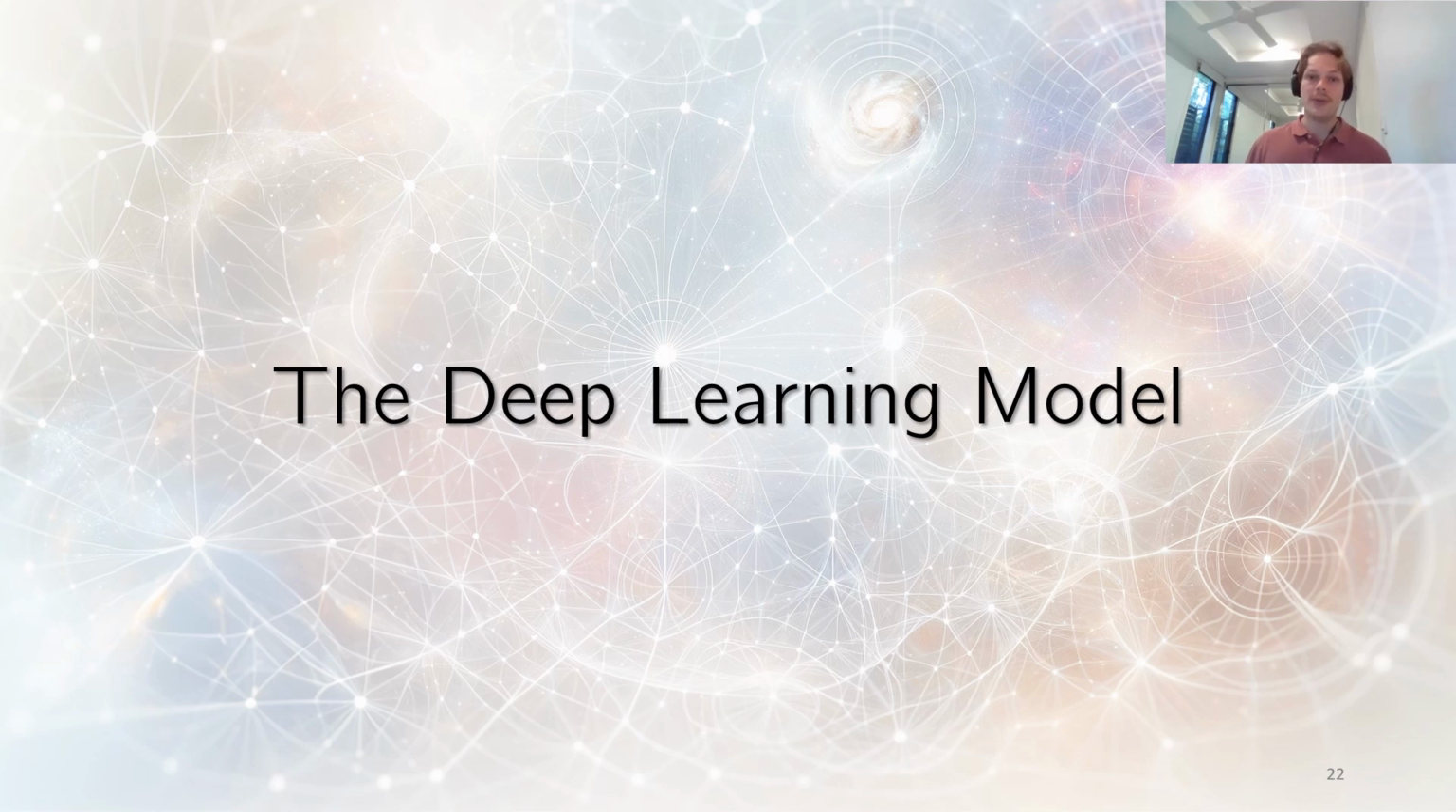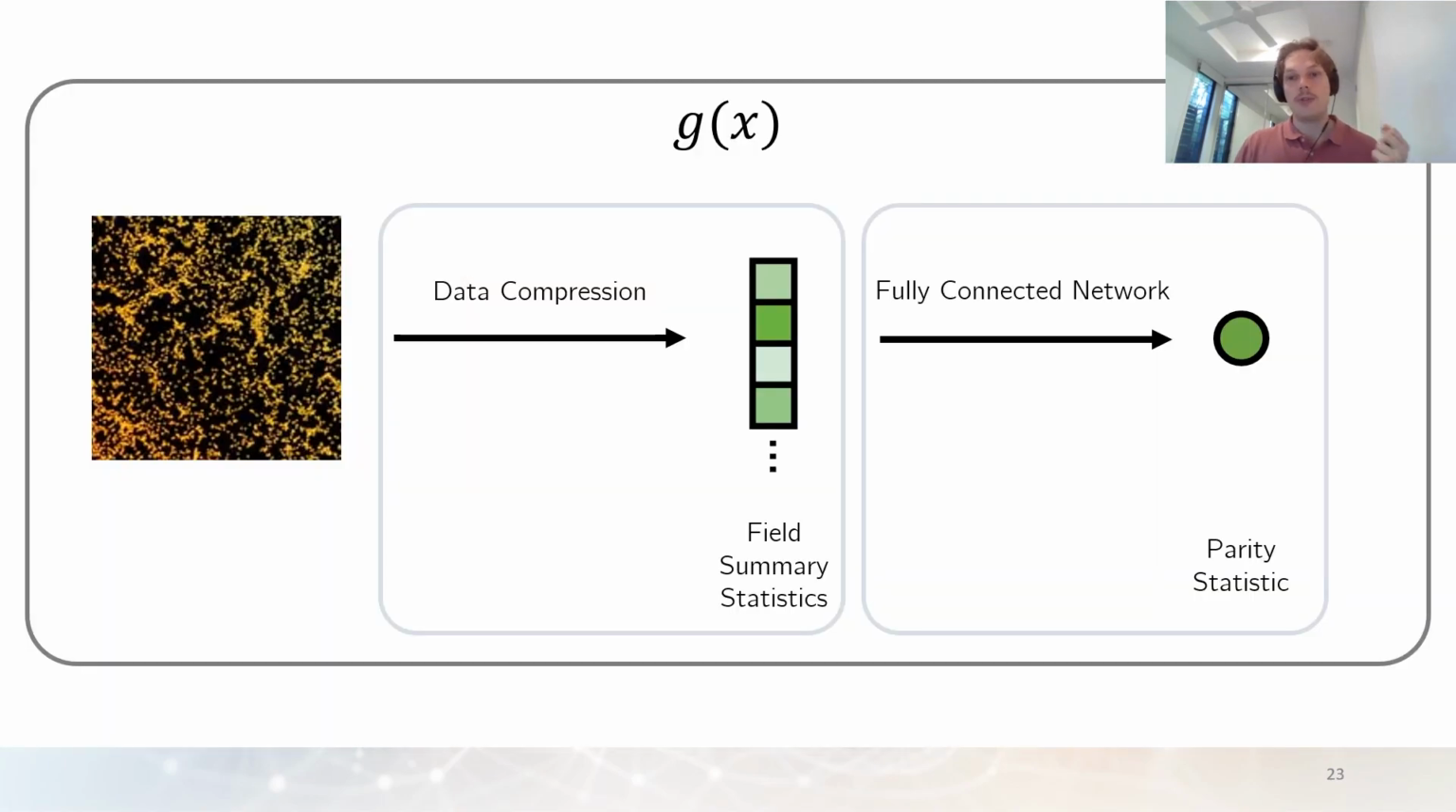So now onto the deep learning model. The actual specific deep learning model we use involves two steps. We isolate those. The first step is data compression, which takes the entire input field and crunches that down into a set of summary statistics. And then we pass that set of summary statistics into a fully connected network that then condenses that down further into a single number.